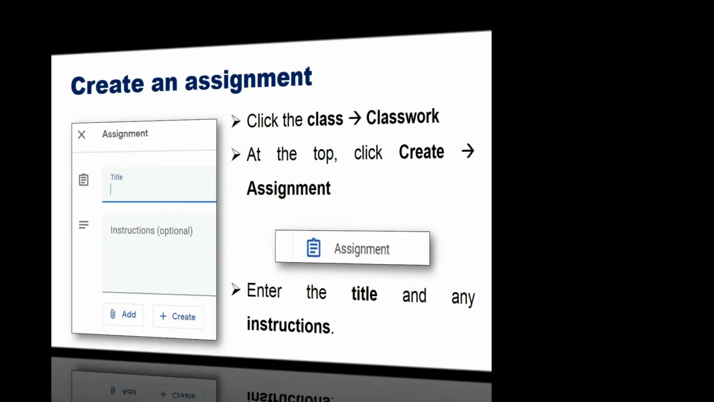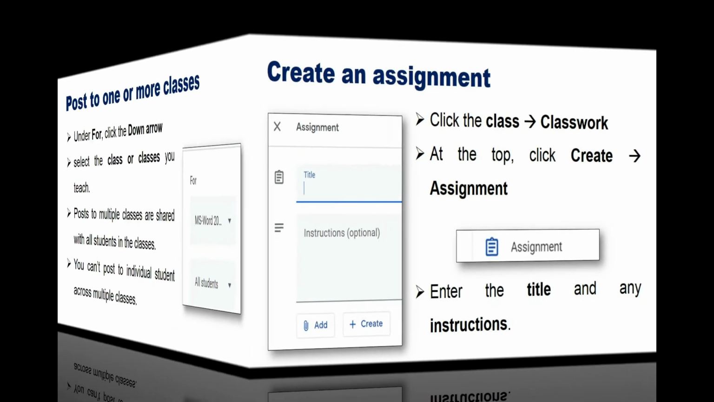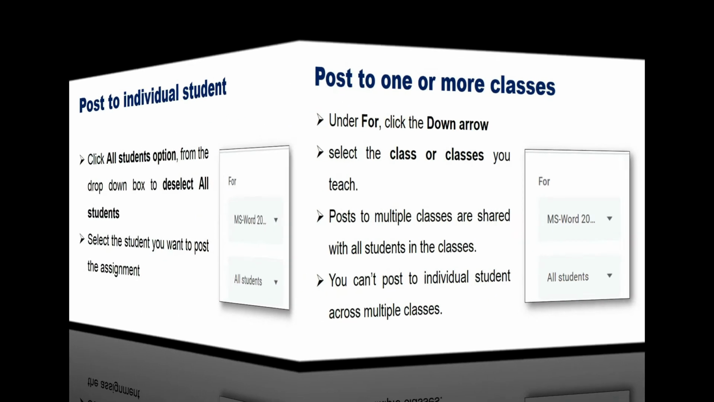Create an assignment. Click the class, select classwork section. At the top, click Create Assignment. Enter the title and any instructions. Post to one or more classes. Under For, click the down arrow. Select the class or classes you teach. Posts to multiple classes are shared with all students in the classes. You can't post to individual students across multiple classes.